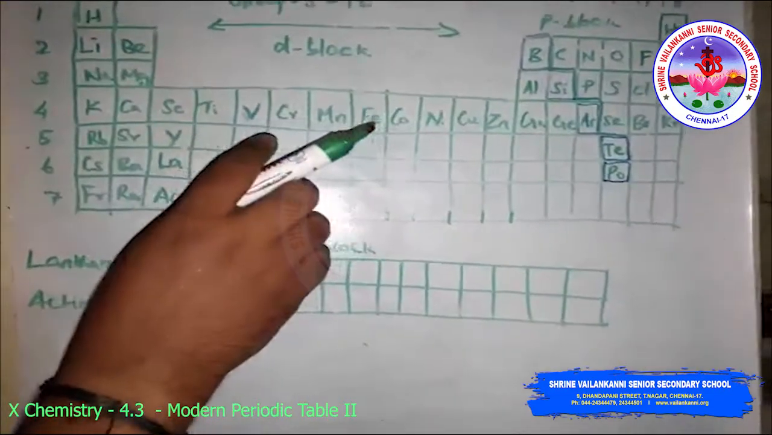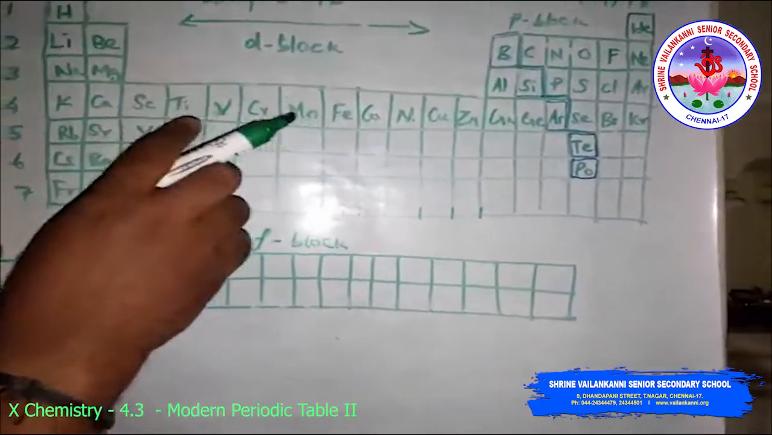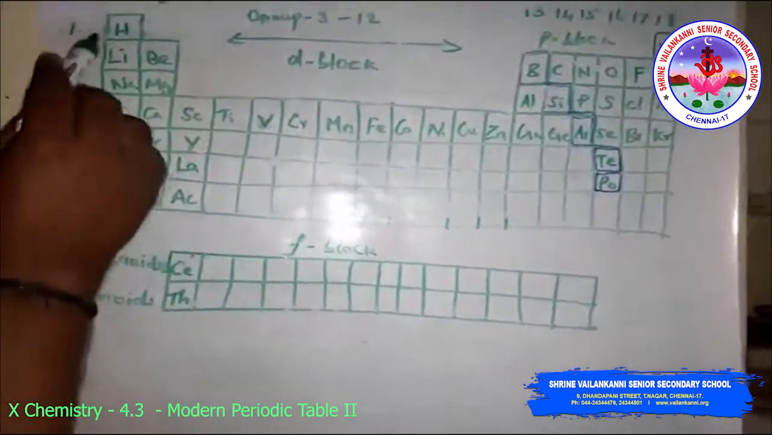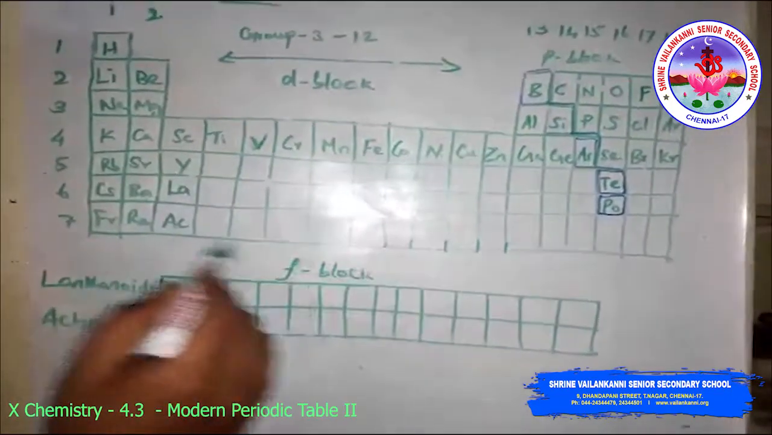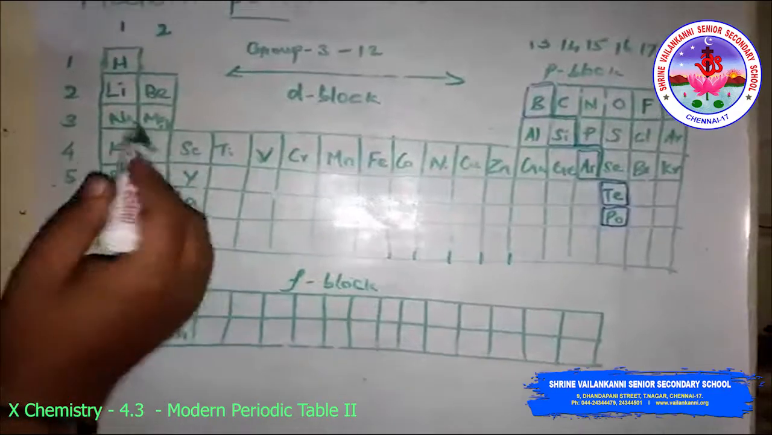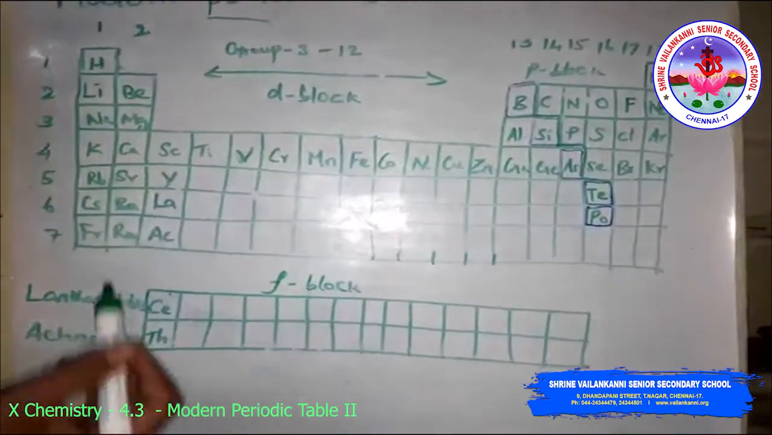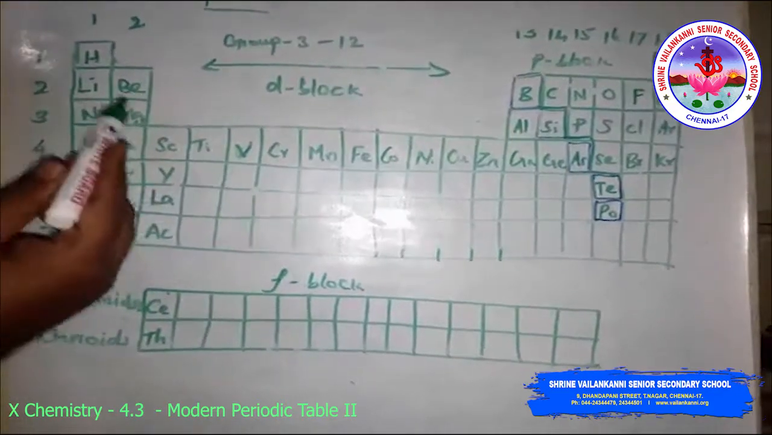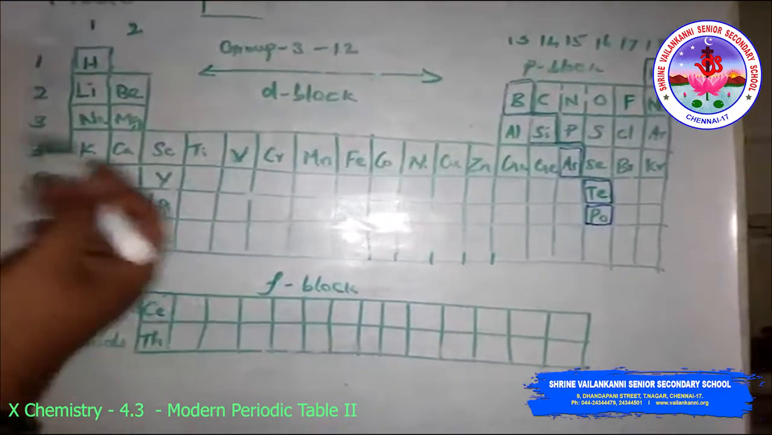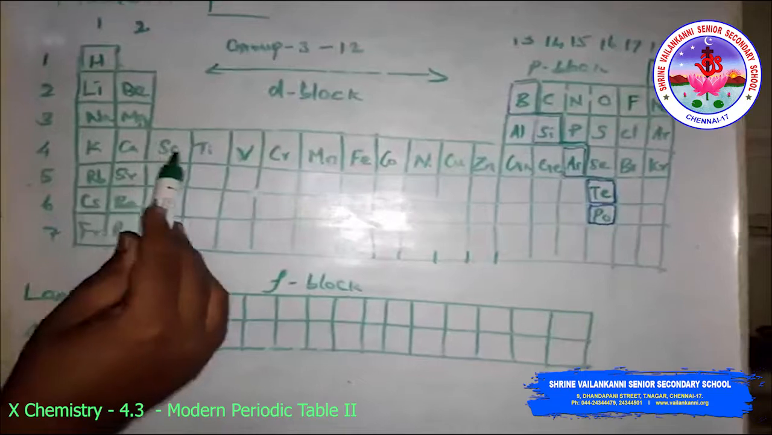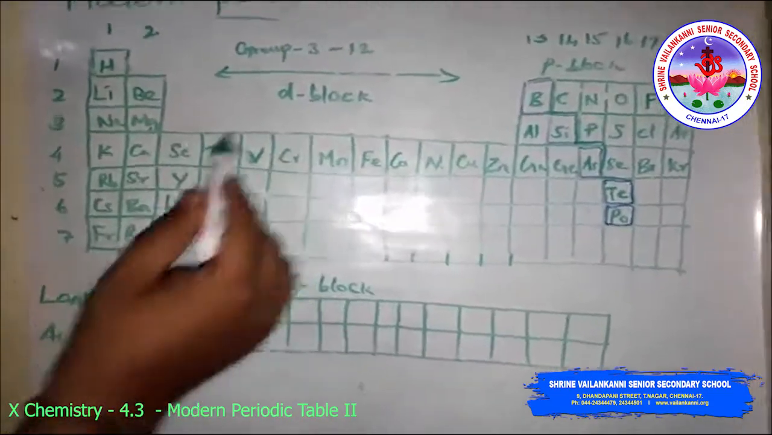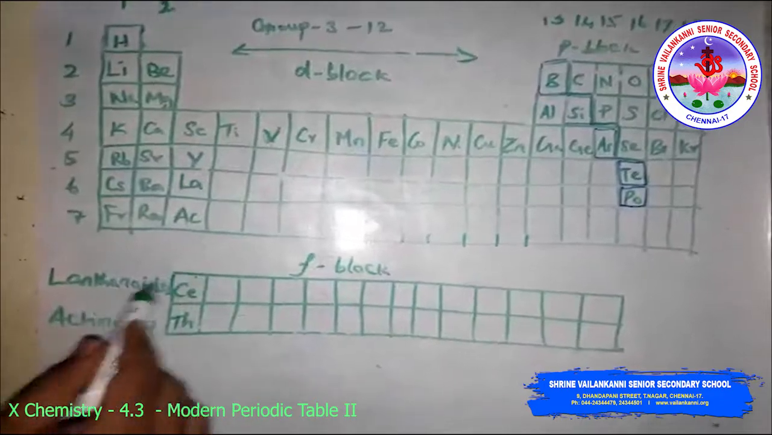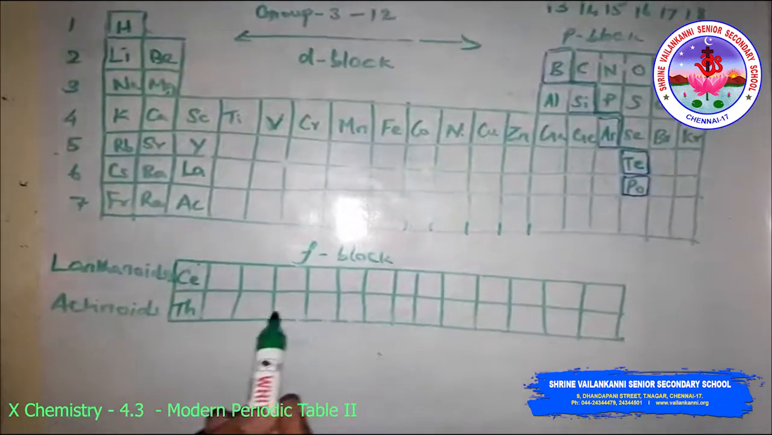The metals tend to lose electrons while forming bonds, that is, they are electropositive in nature. So the metallic elements have an electropositive character. Sodium, potassium, beryllium, magnesium, calcium, barium have positive charges, and the d block elements, scandium, titanium, vanadium, and all elements have positive charges, even the lanthanides and actinides.